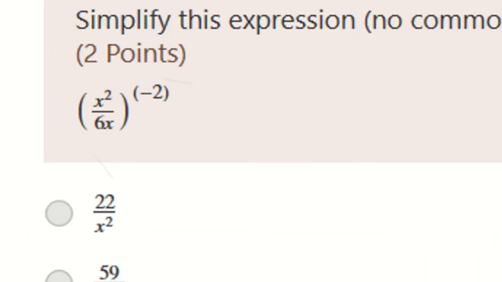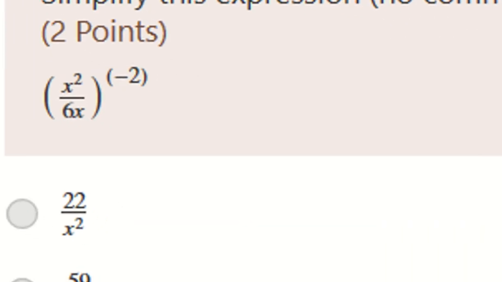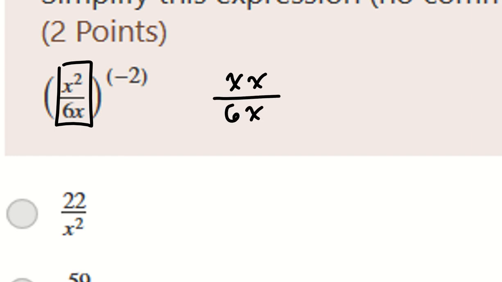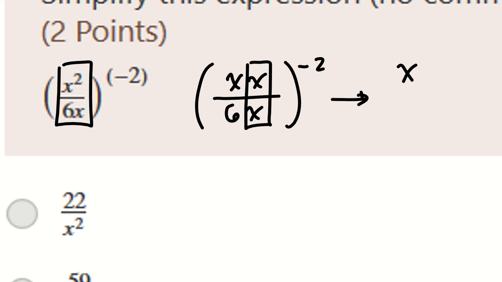So let's take a look at this. I've got x squared over 6 times x, and I'm raising that to the negative second power. The first thing I want to do is clean up the inside of the parentheses, because there's a common factor of x in the numerator and denominator. The numerator is x times x and the denominator is 6 times x. There's this giant 1, so I can rewrite this as x over 6 raised to the negative second power.